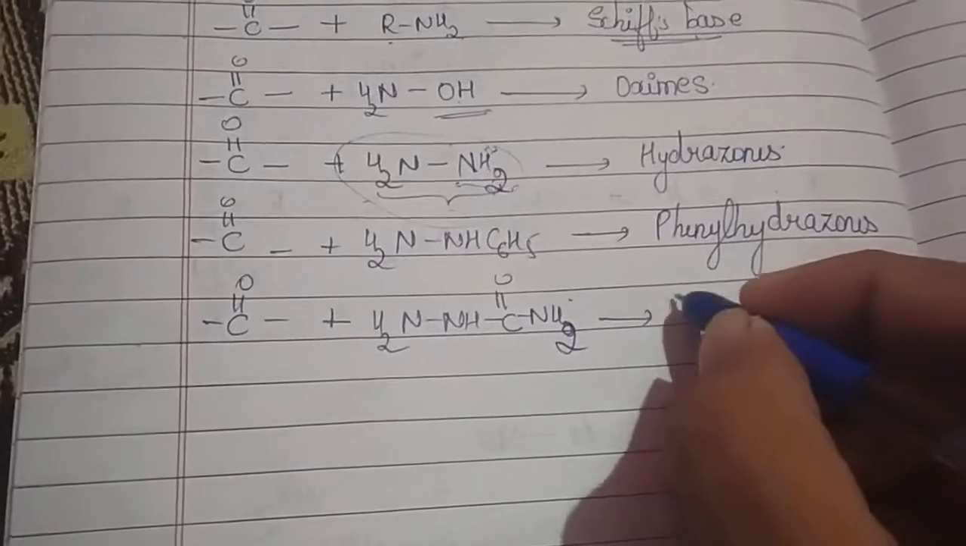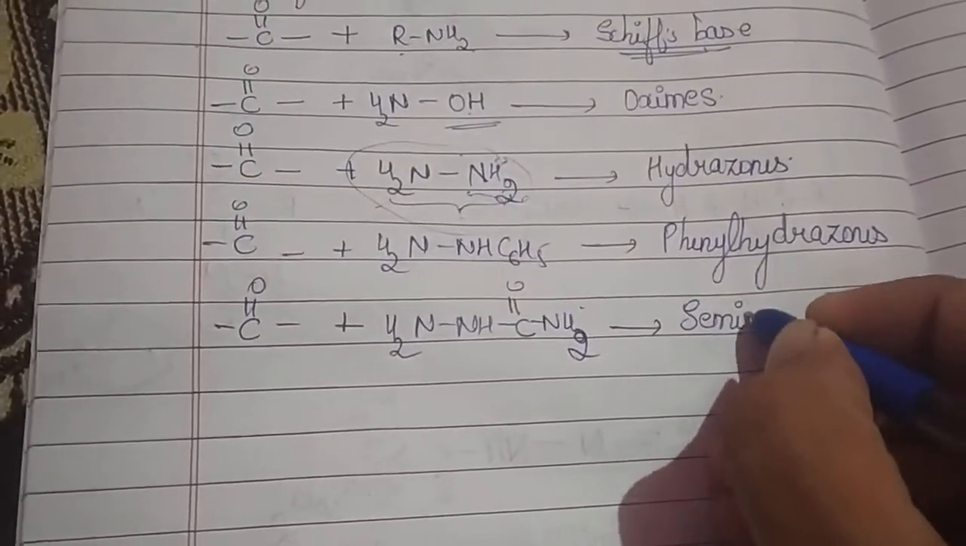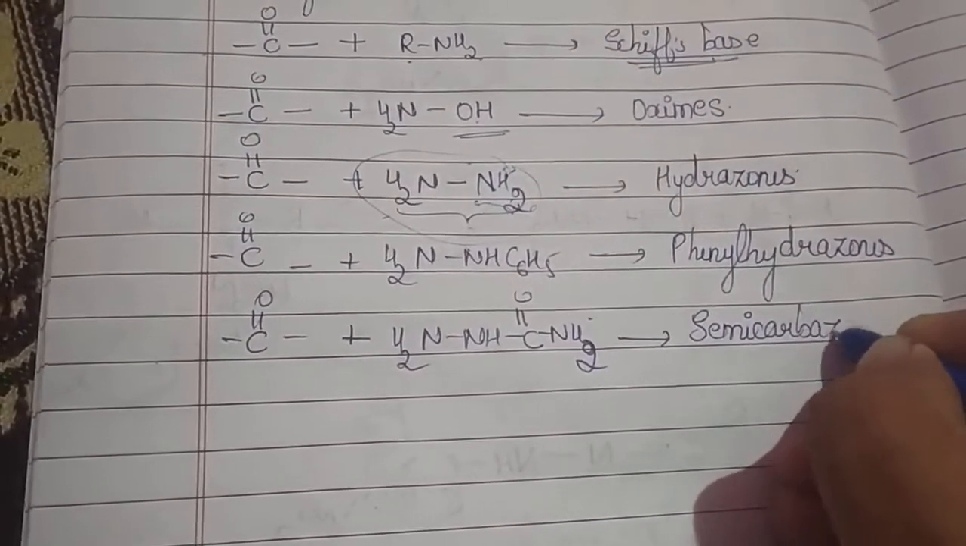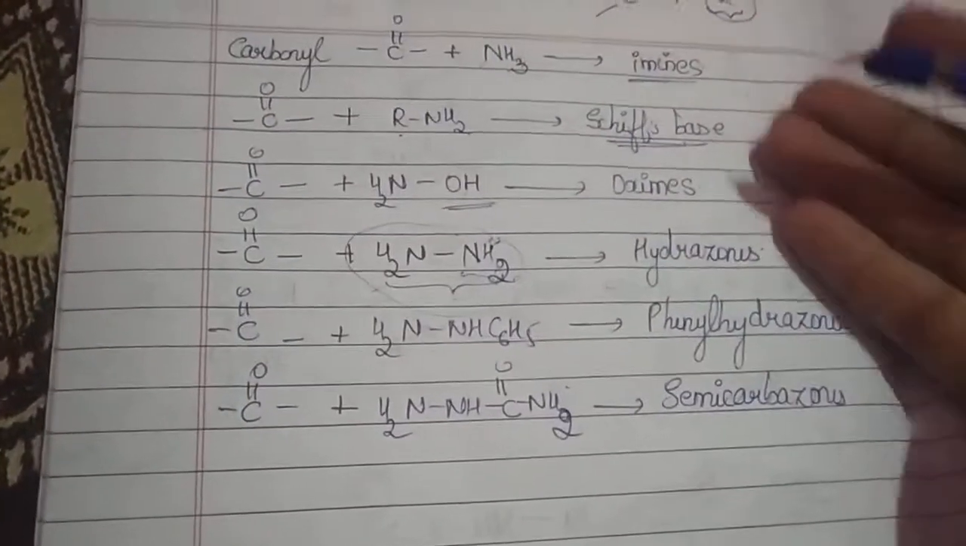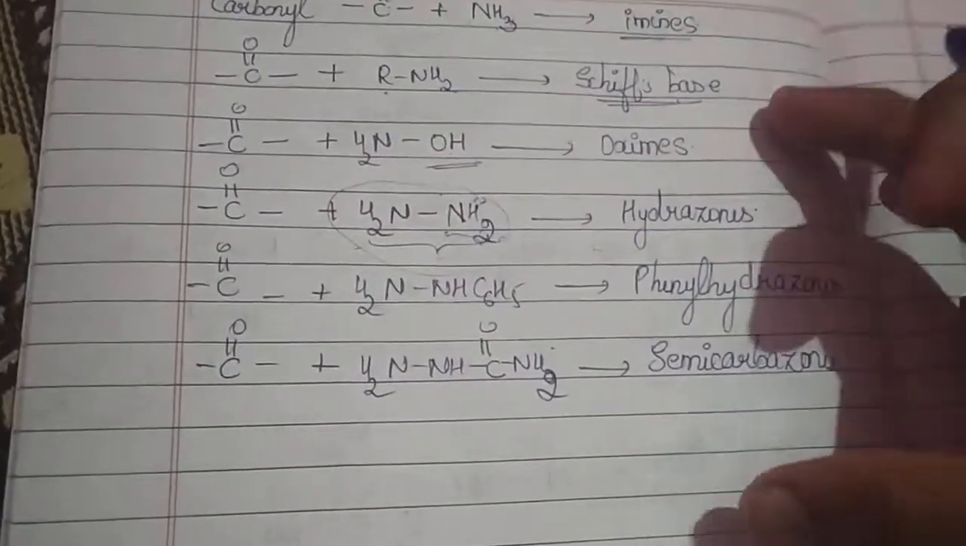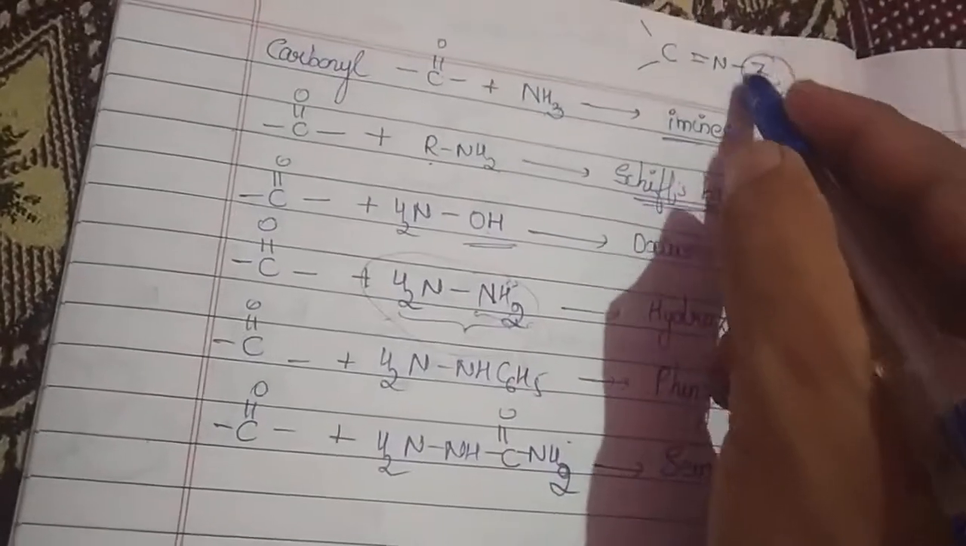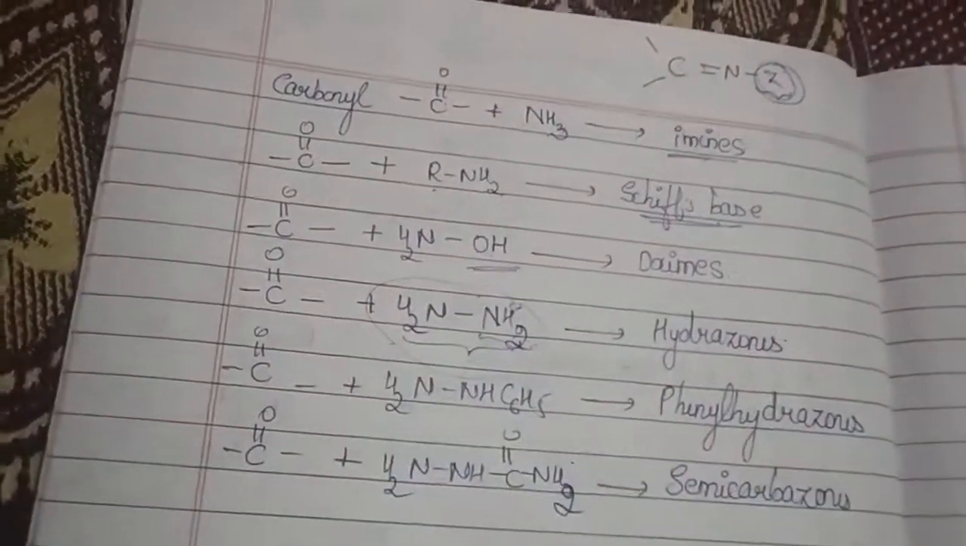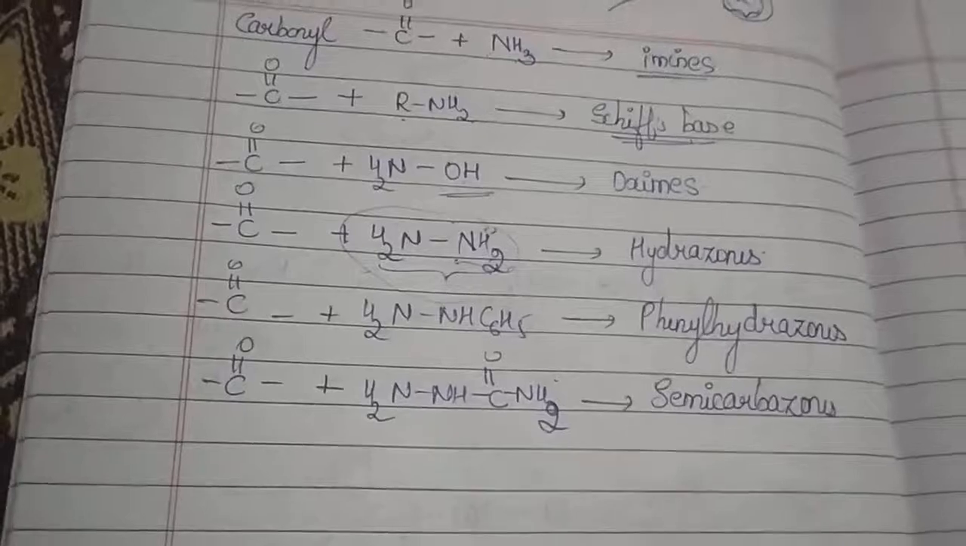So what will you be getting? Semicarbazones. I'm not writing the structures for this one because I want you to remember their names. Of course, you can easily write their structures just by replacing this Z, if you know the reaction, but the names are very much important.